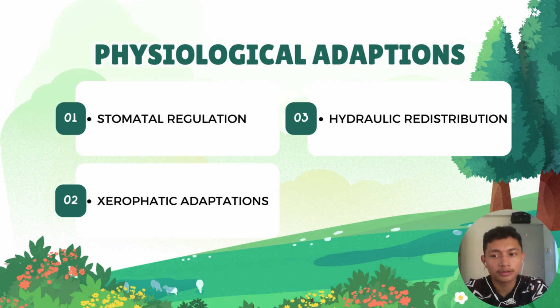xerophytic adaptation. Plants in arid environments have specialized features like sunken stomata, thick cuticles, or reduced leaves to minimize water loss. And the last one is hydraulic redistribution. Some plants distribute water within their root system to optimize transpiration during drought.